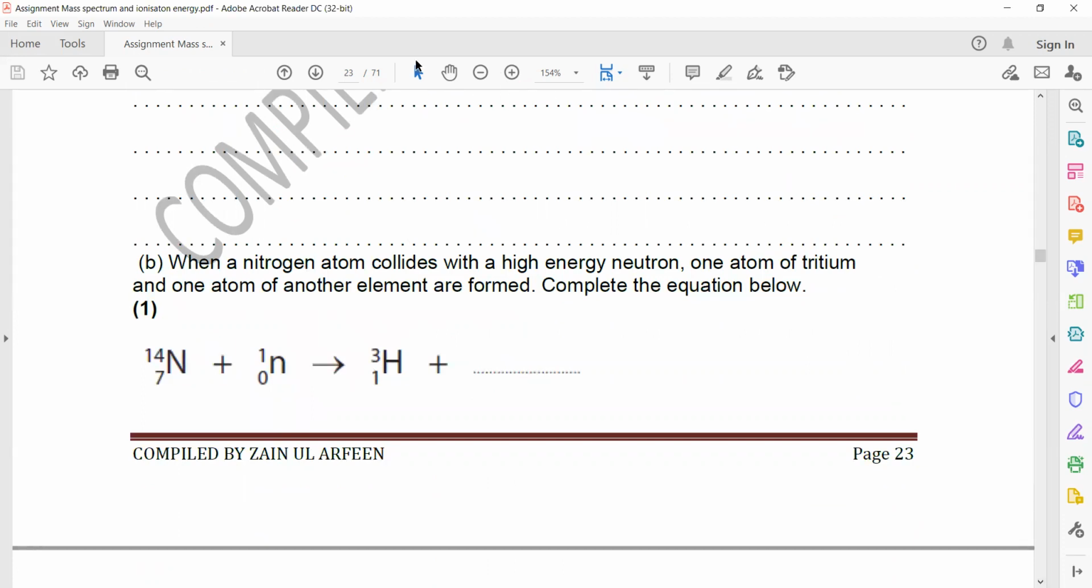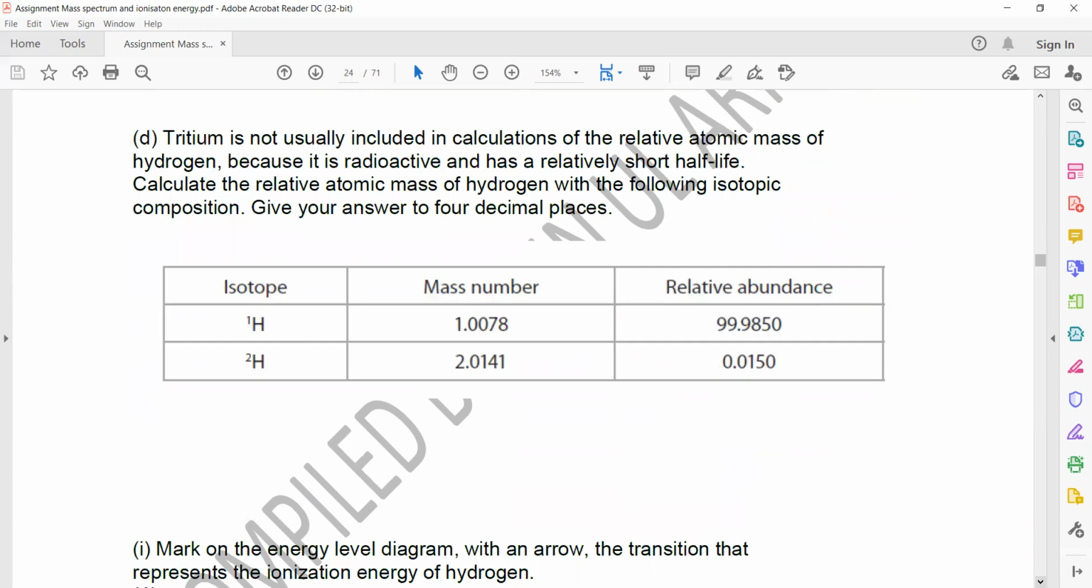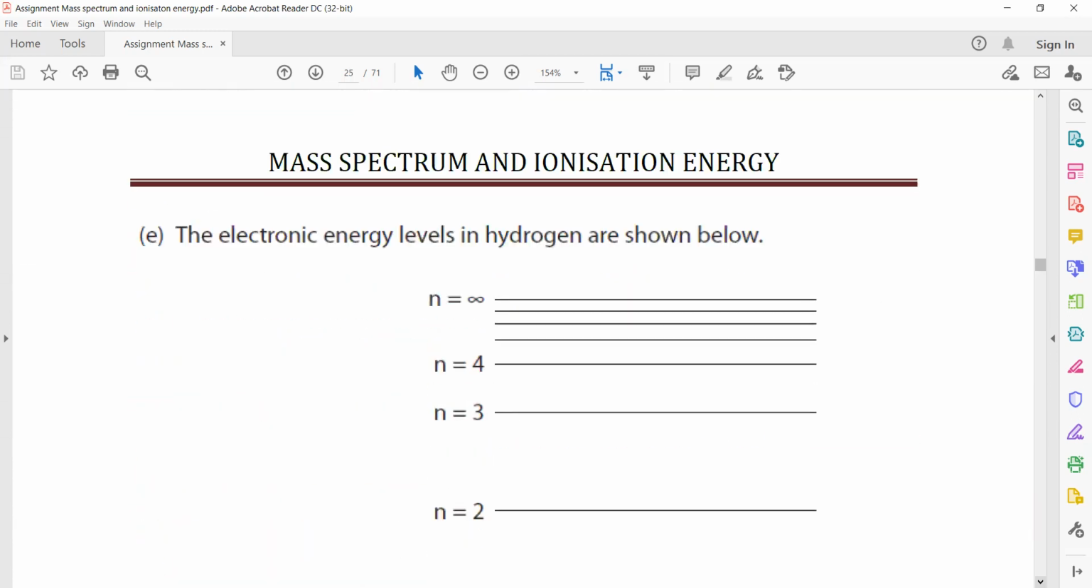When a nitrogen atom collides with a high energy neutron, one atom of tritium and another element is formed. So how can we work out the element? Because the overall equation should be balanced. So on the left hand side, the total atomic number is 7. So on the right hand side, it should be 7. So 1 is there, so it should be 6. And the total mass is 14 plus 1, 15. So 3 is there, so this should be 12. An element with atomic number 6, that is carbon. So it will produce a carbon atom. That's about the relative atomic masses, mass spectrometer.